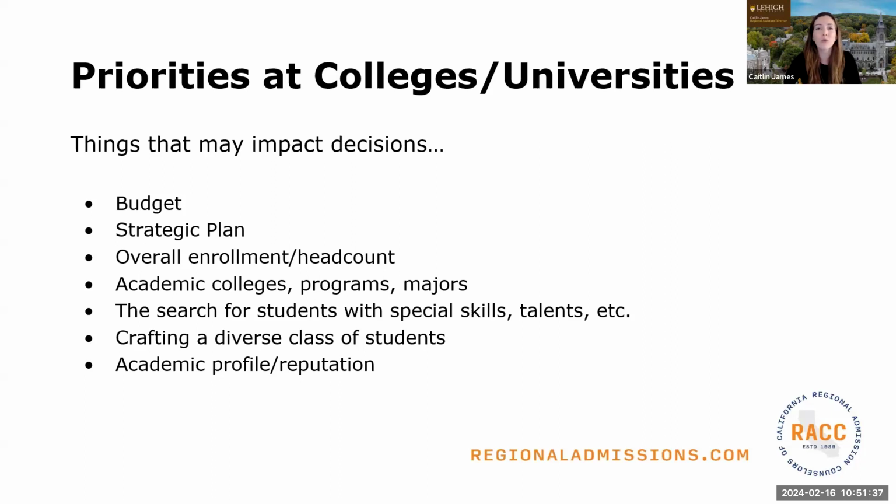Overall headcount or enrollment. We're not always perfect, and sometimes we might over-enroll one year versus another. That may mean we're having to admit fewer students than we did in the prior year, just to make sure we balance out and the university experience is still great for the students who have chosen us and are on our campus, and that they're not impacted by some of those enrollment challenges.